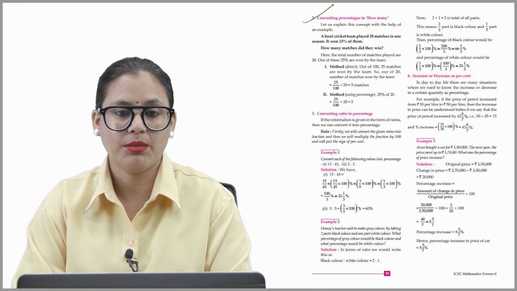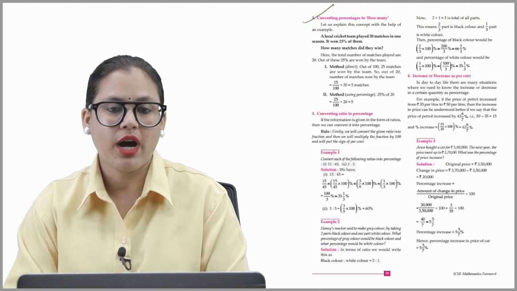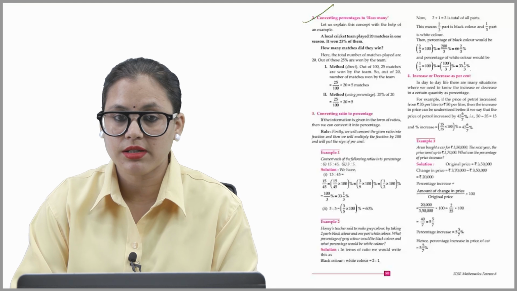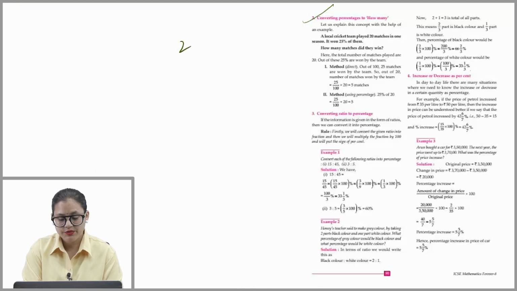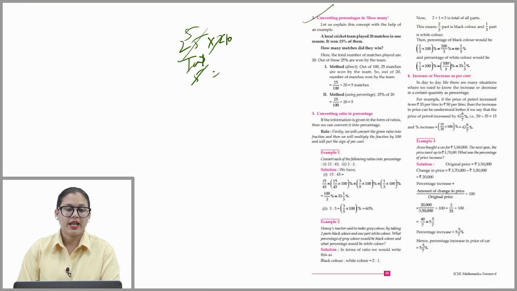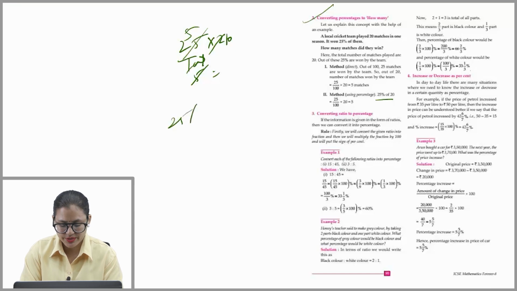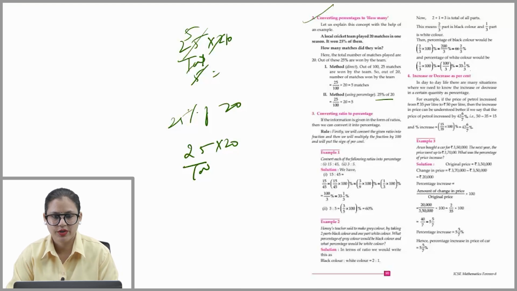So method number 1, which is the direct method: out of 100, 25 matches are won by the team. So out of 20, the number of matches won by the team is 25 by 100 into 20, that is 5 matches. And method 2, using percentage: we have to find the 25% of 20. 25% of 20 means 25 upon 100 into 20. So again, we'll get the answer 5.